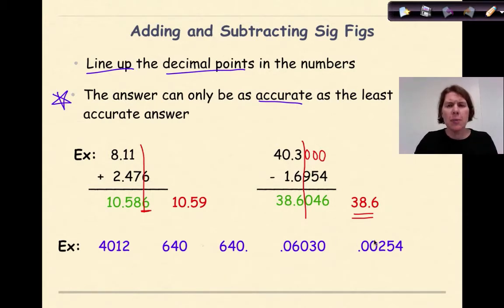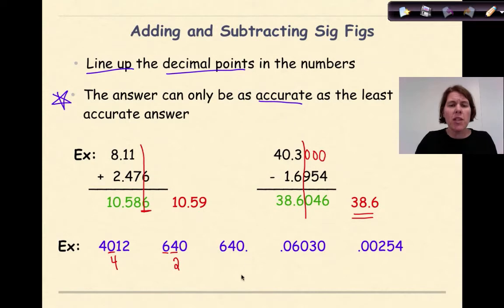Now let's look at some examples of just looking at numbers and determining how many significant figures are in each number. I have 4,012. This 0 is considered significant because it's surrounded by non-zero numbers. The number of significant figures here is 4. Next, 640, no decimal point at the end. The only 2 significant numbers are the 6 and the 4. So this would have 2 significant figures.